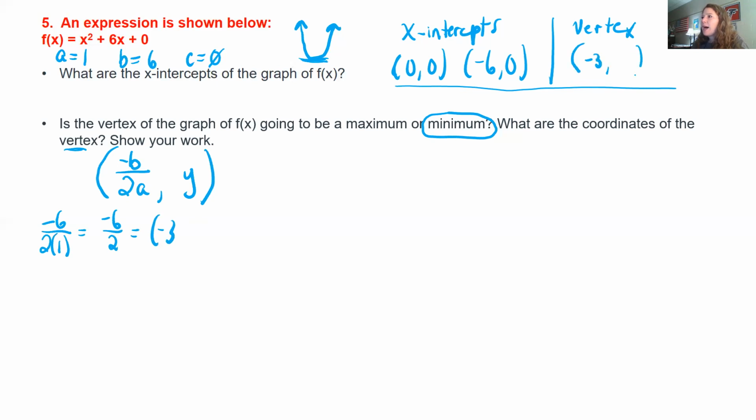And now to find the y value, I'm going to plug in -3 for x. So we have -3 squared plus 6 times -3 plus 0. So we have 9 minus 18. So our y value is -9. So our vertex is -3, -9.